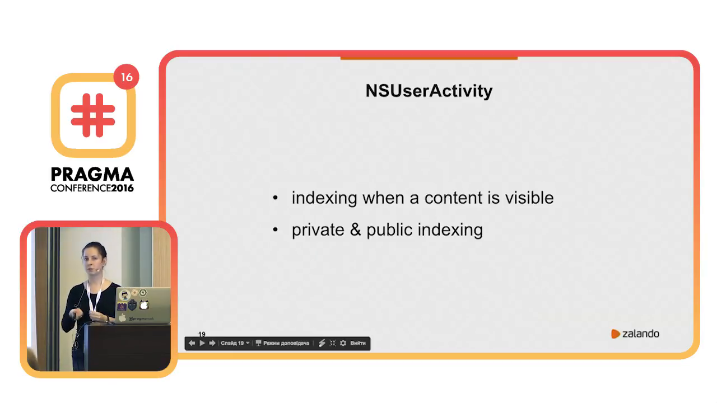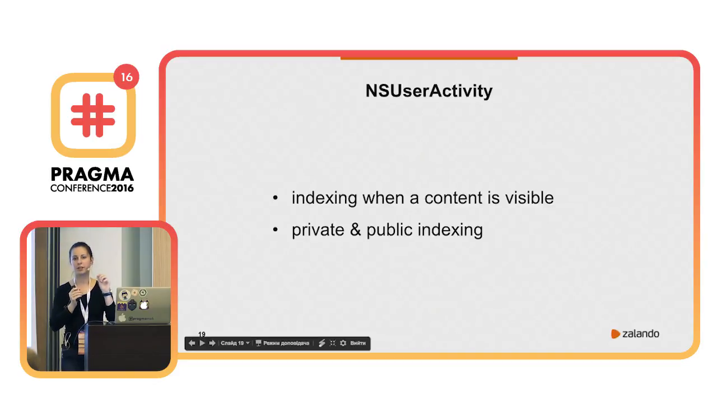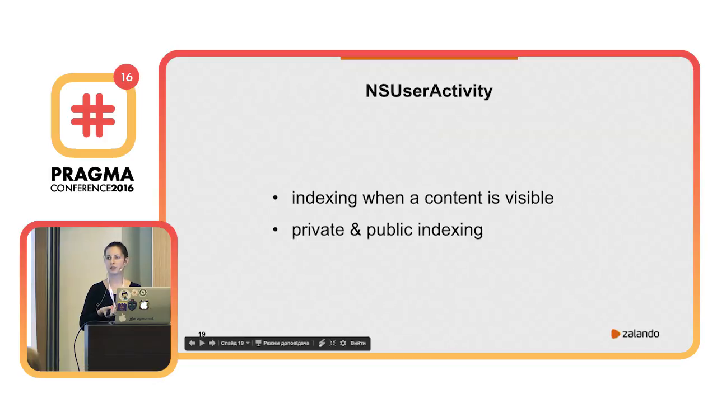What is the difference? A private activity is one per user. I open the screen, it memorizes it. Next time when I search for the screen in Spotlight, it will show me the screen. But if I want to make this activity public, what happens if I don't have the application?